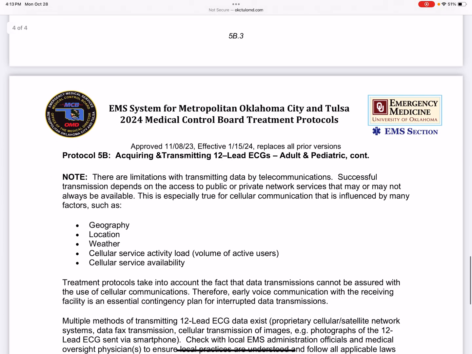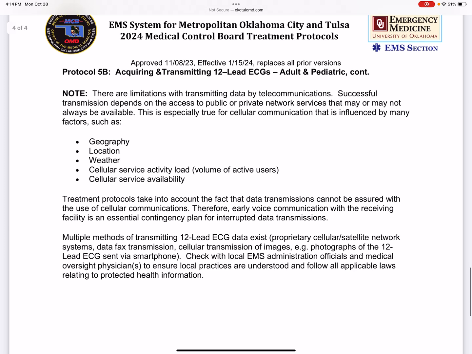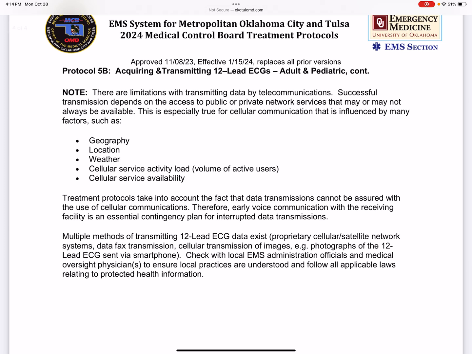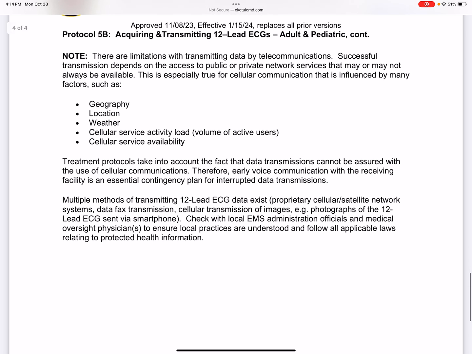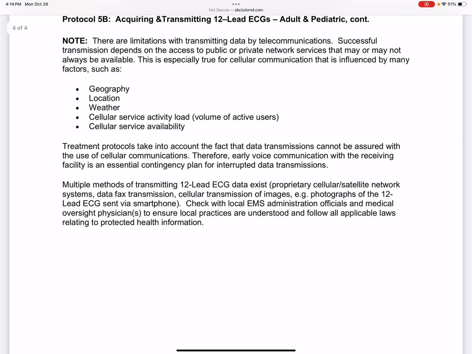So we'll keep scrolling down. It says, note, there are limitations with transmitting data by telecommunications. Successful transmission depends on the access to public or private network systems. So it's just talking about essentially the Wi-Fi or the internet connection. So depending on where you're at, you may not be able to send a 12 lead on ESO, or you may not be able to transmit a 12 lead on the monitor. So just be mindful of that.